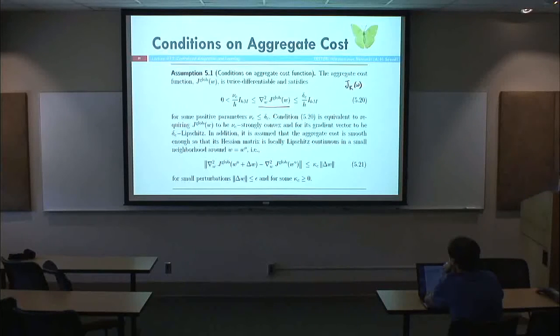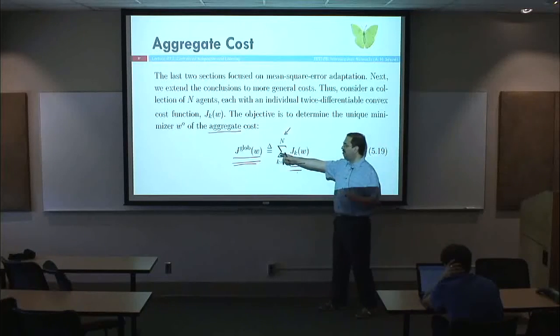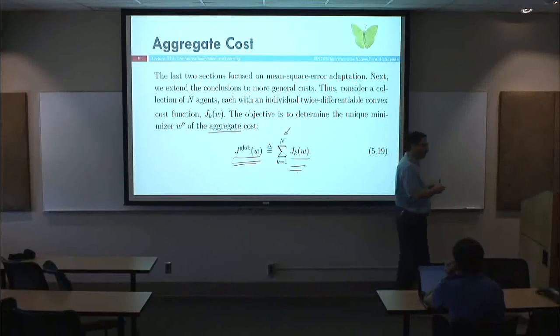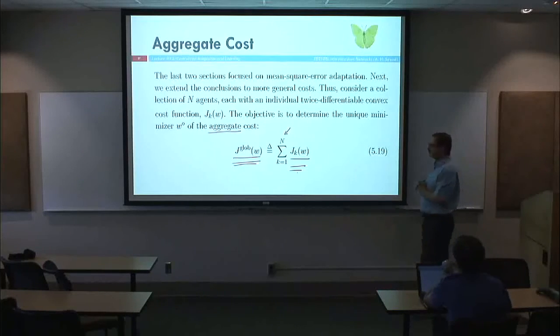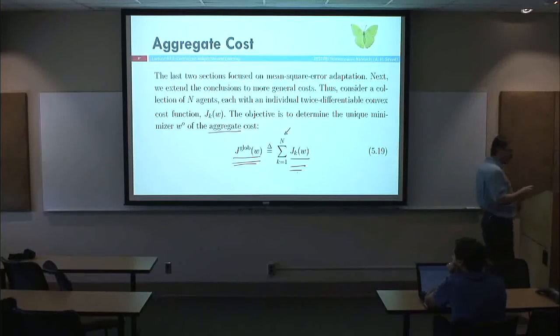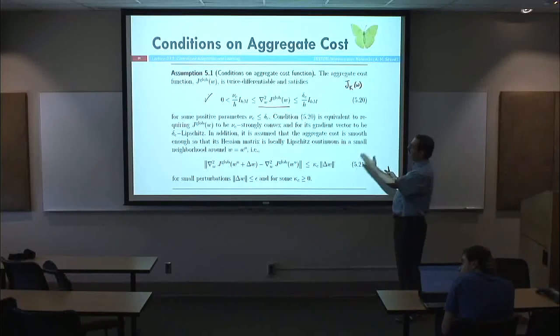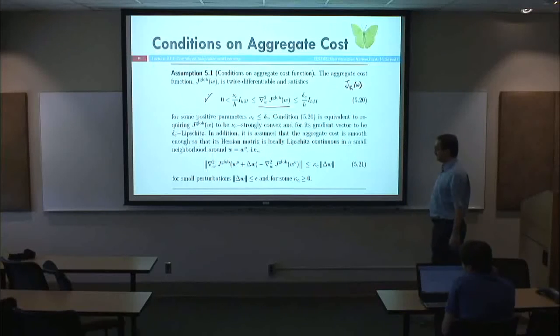Because remember, if you come here to the definition of the aggregate cost, the Hessian of this is the sum of the individual Hessians. If one Hessian matrix is lower bounded from below, that's enough to guarantee that the global Hessian is lower bounded from below. Okay, so I don't need all individual costs to be strongly convex. One of them being strongly convex is enough, right? So that's a relaxation. Okay, so I'm only assuming the aggregate cost is strongly convex and satisfies the conditions we talked about before. Lower bound, the Hessian is bounded from below, from above, and the Hessian is Lipschitz.